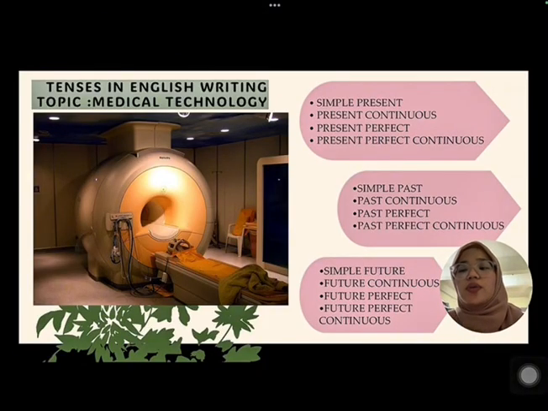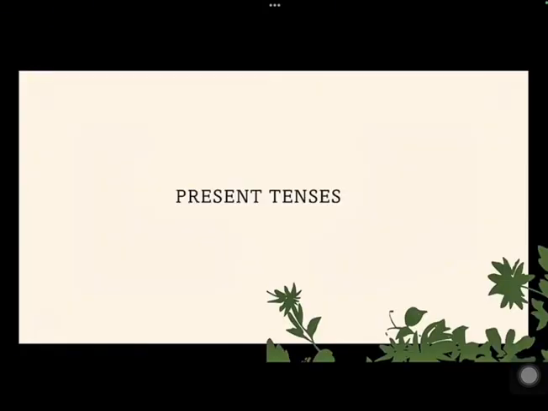So today, we will be presenting the tenses in English writing, which focus on the topic of medical technology. As we all know, we have three tenses, which are present tense, past tense, and future tense. As you can see there, we have simple present, present continuous, present perfect continuous. For past tense, we have simple past, past continuous, past perfect continuous. And lastly, for future tense, we have simple future, future continuous, future perfect, and future perfect continuous. So the first one is present tenses.